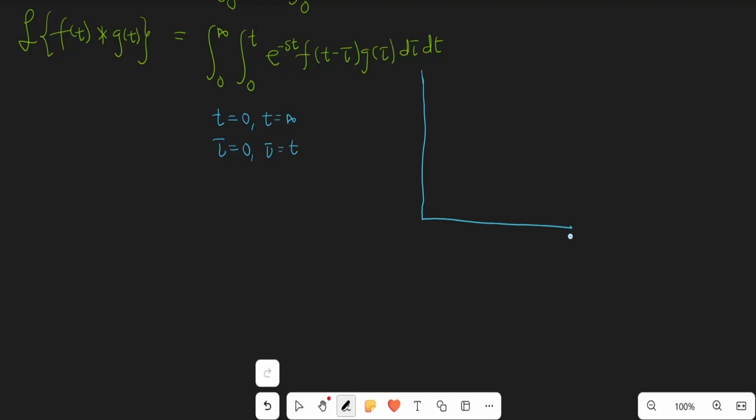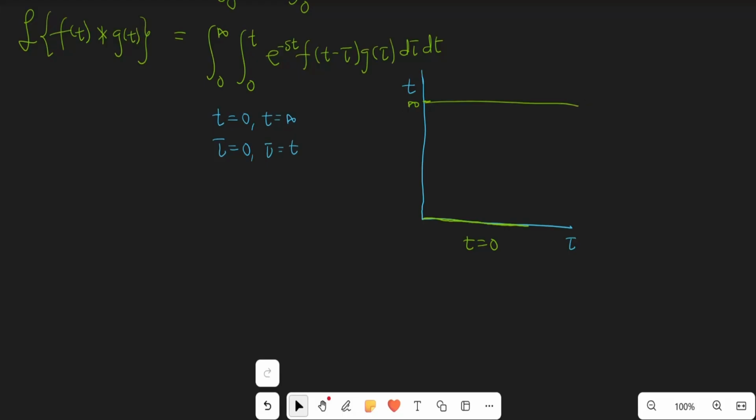So let me call this one the tau axis and call this one the t axis. So first, t is equal to 0. When t is equal to 0, it means we are just moving along the tau axis like this. So this is t equal to 0. Then t is equal to infinity. Infinity is a very big number, but let's say infinity is somewhere here. Why not? So that's infinity, so it moves like that. Cool. This one's a little bit better.